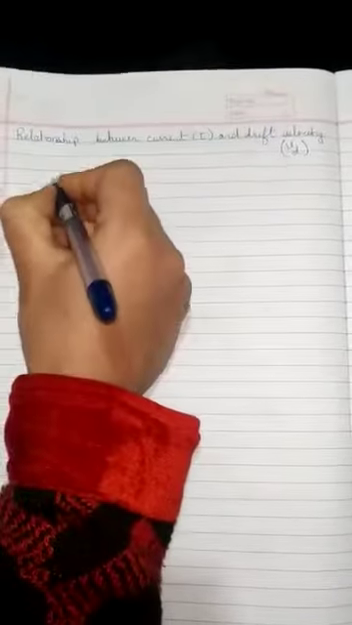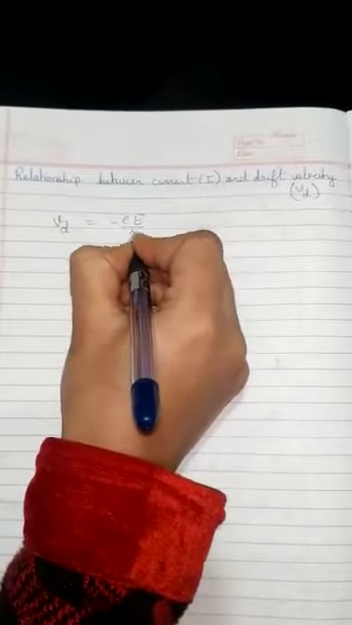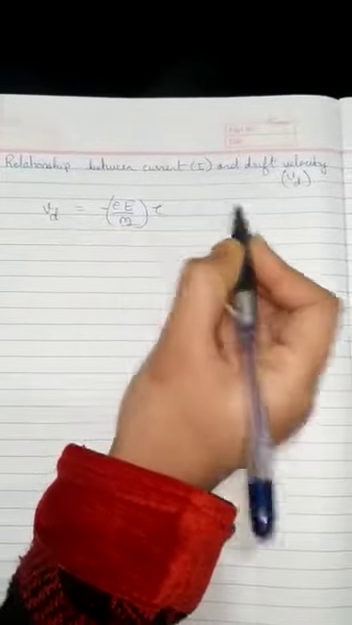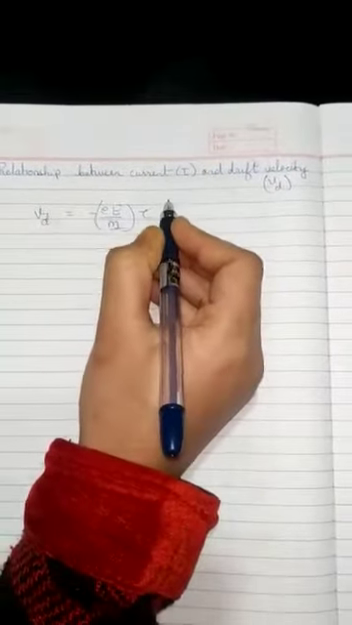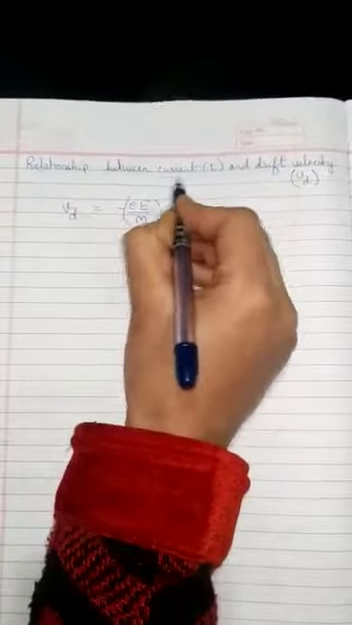In the previous lesson we had found out an expression for the drift velocity of electrons in a conductor. The expression was Vd is equal to minus Ee by m into tau, where m was the mass of the electron and tau was the relaxation time. Today in this lesson we will find out a relationship between current and this drift velocity.